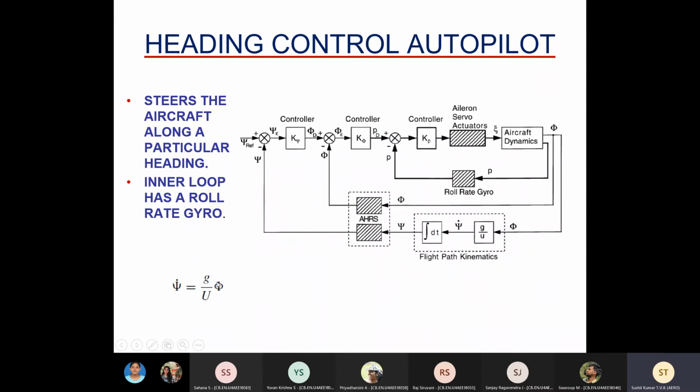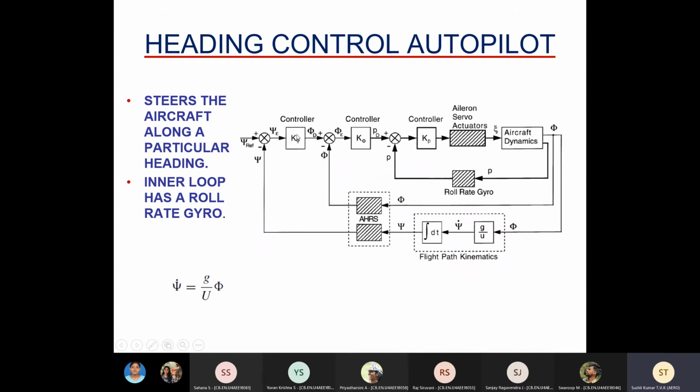I'll just wind up with this, assuming that we have this relationship: psi dot is equal to g by u into phi, where phi is the bank angle. Now we'll have to build an autopilot for this. So we require some heading angle psi ref. Let us say we are flying from Coimbatore to Chennai. Probably it is 45 degrees approximately, because it's going to be in the northeast direction. You set that, and aircraft is initially pointing to north. So there is an error, psi error.